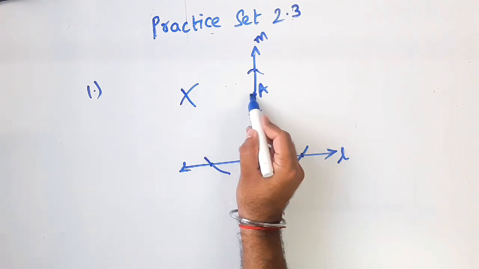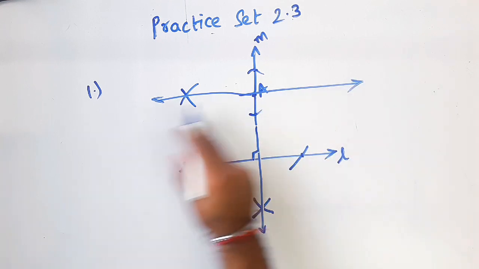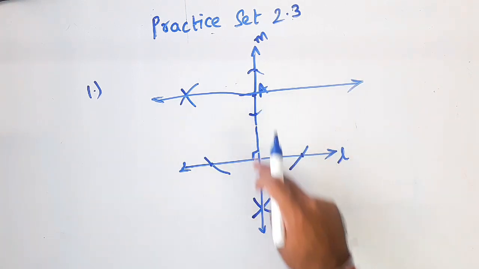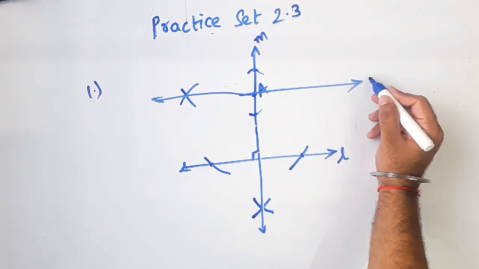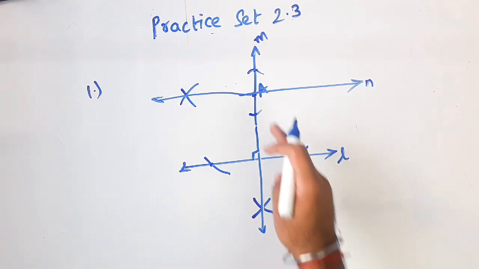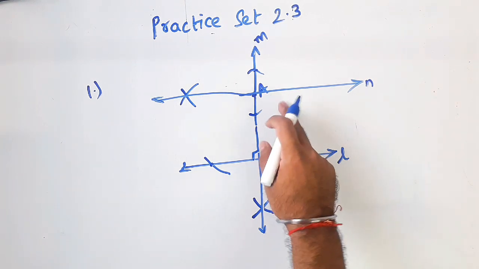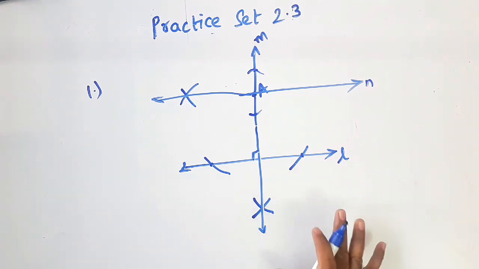Now if you join this, this line will be exactly parallel to line L. I'll name this as N. These are 2 parallel lines, and we have drawn a line which is passing through A. You can slowly watch the video again to see the steps again. Do it correctly. You can do it at home. So we'll move on to the second one now.